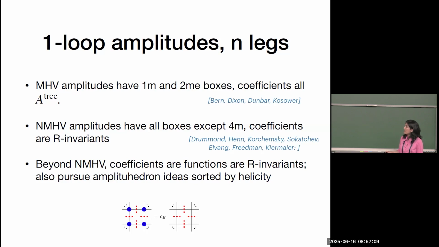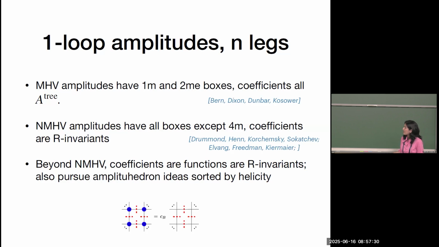Next to MHV amplitudes, we'll have all the boxes involved except for the 4 mass box. That doesn't allow an MHV helicity configuration. And their coefficients are also pretty well understood. They're called R invariants. Beyond those helicity cases, though, the coefficients are functions of R invariants.